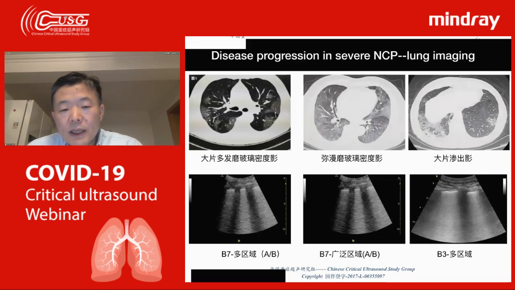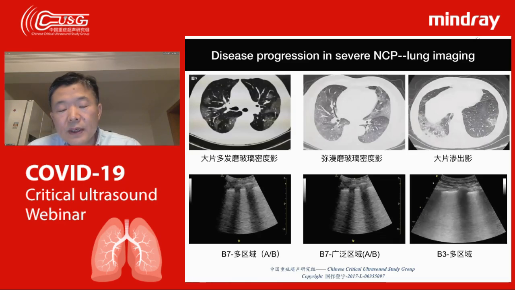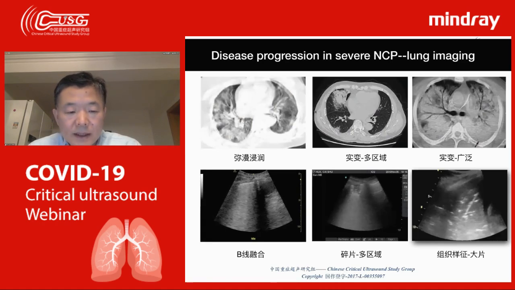But this diffused, how to say, the ground glass shadows in the diffused lung. You can also see B lines from B7, B3, or even diffused B lines. You can see them in the area of the lung. You see this same, more or less the same. And if the patient changes, I just emphasize this.